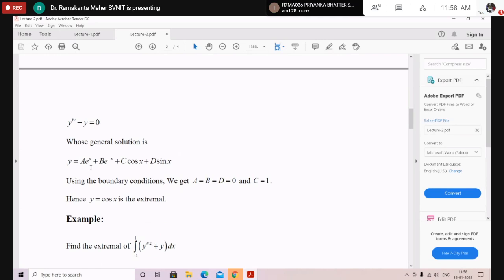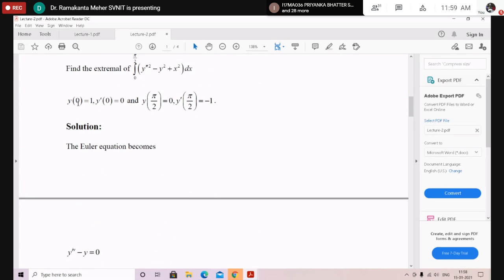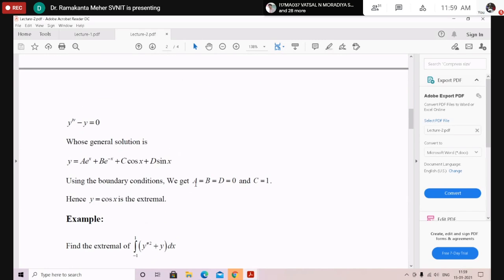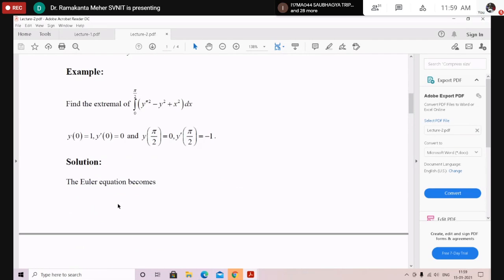Okay, now here also we can use these conditions to get a unique extremal. So if you use the boundary conditions, we can get here a equal to b equal to d equal to 0, and c equal to 1. So here we can get the extremal is y equal to cos x. That's a unique extremal for the functional, the integral from 0 to pi by 2 of y double dash square minus y square plus x square into dx. Okay.